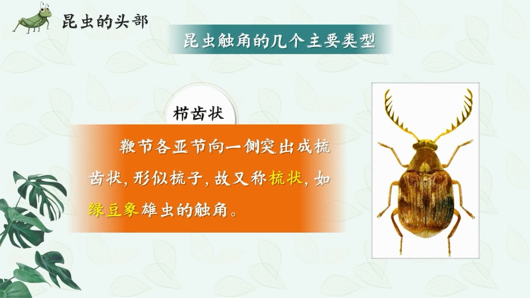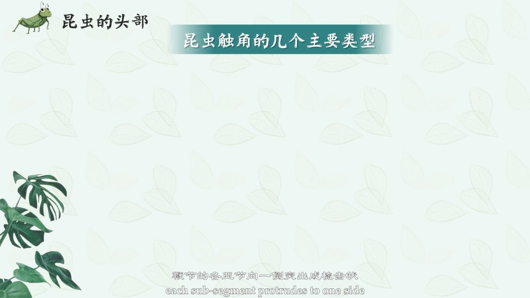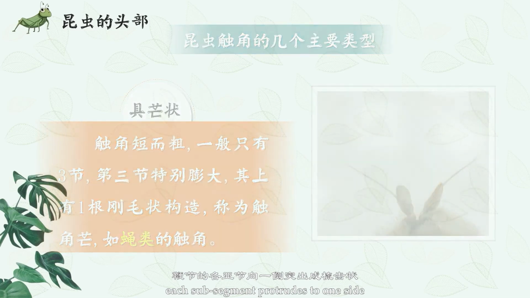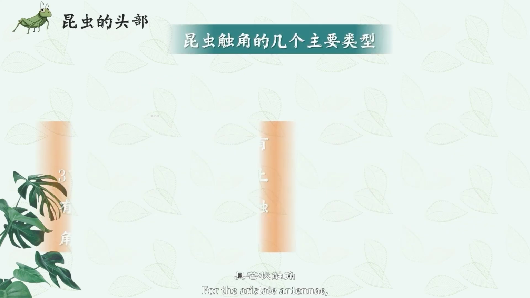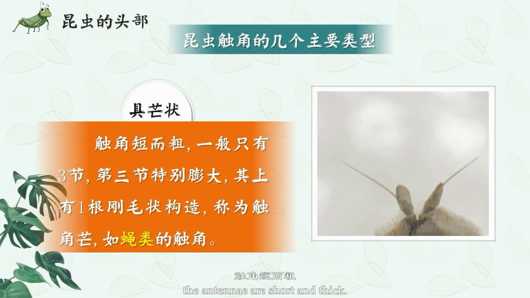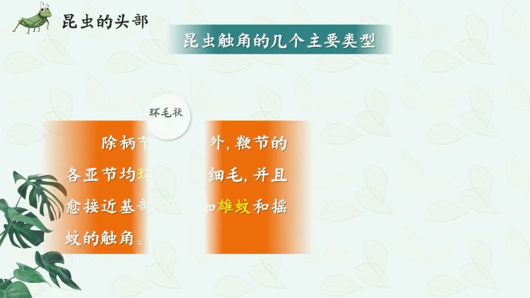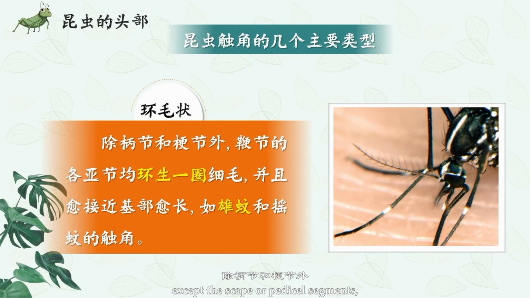Pectinate antenna, each subsegment protrudes to one side into a comb-like shape. For the aristate antenna, the antennae are short and thick. The flagellum has only one section, but there is often a slender bristle on the flagellum, called the arista. Plumose antenna, except the scape and pedicel segments, have ring hairs on each segment.